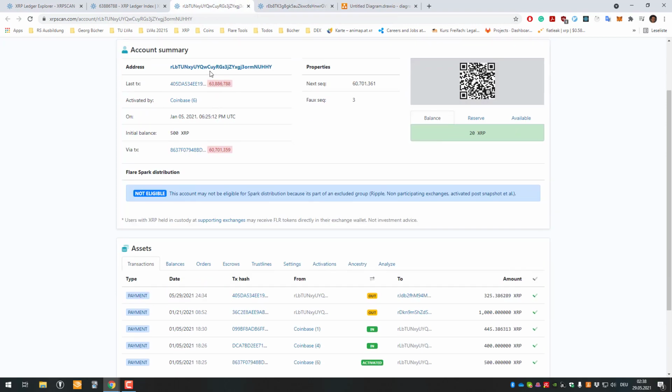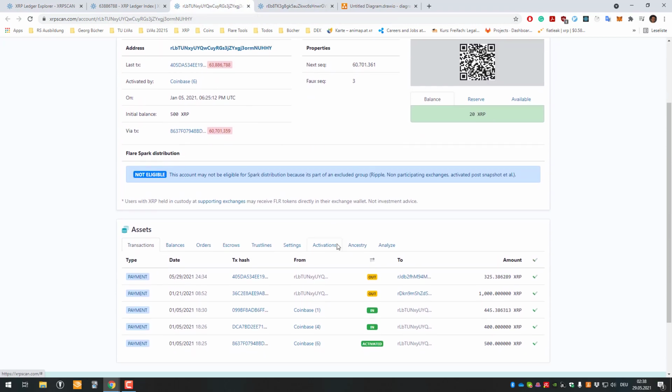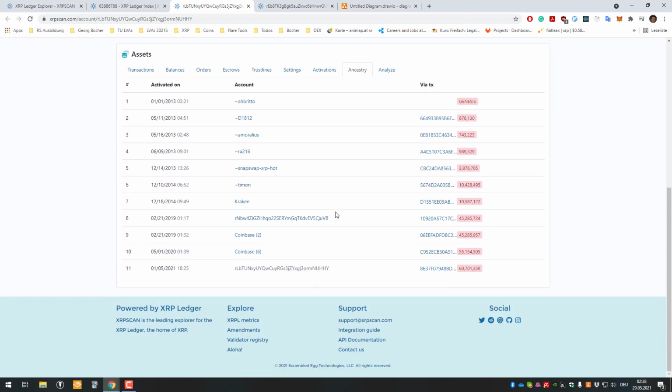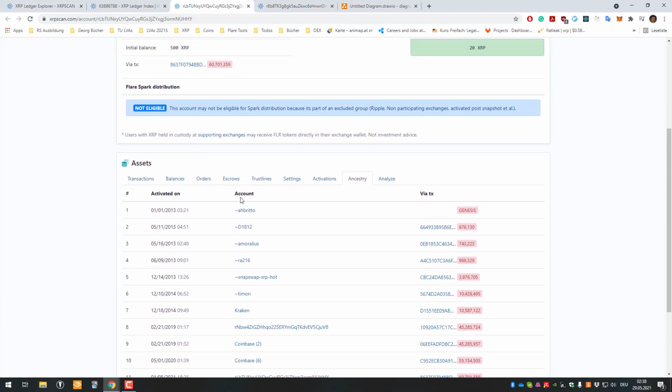But for example, let's look at this address here. We can look at the ancestry and see the entire way. We can see this account was activated on the 1st of May 2021. And who activated this account? It was Coinbase 6. Who activated the Coinbase 6 account? It was Coinbase 2. Who activated that one? And so on. And now there's the interesting part, let's go on. And there is, for example, one of these root accounts.